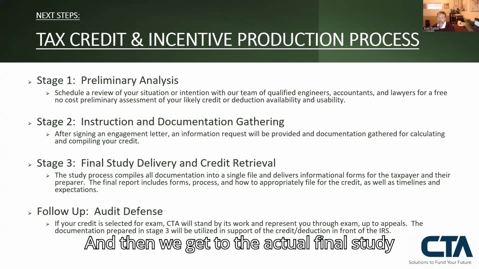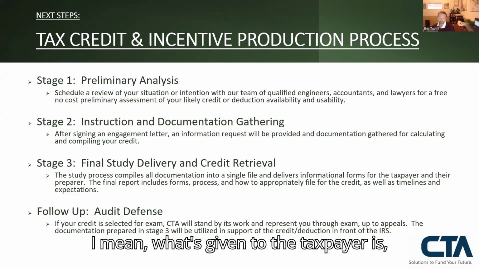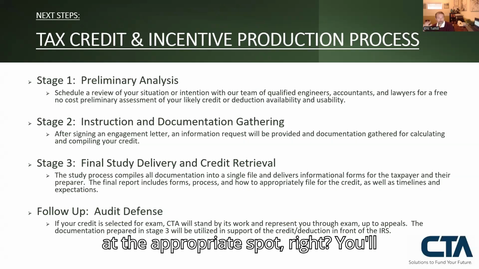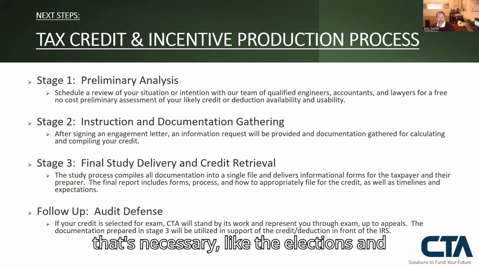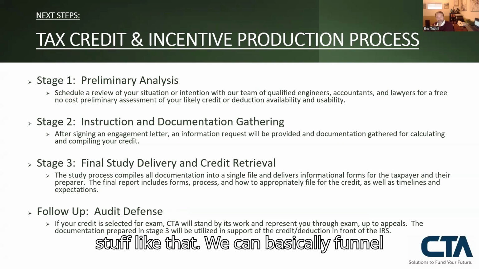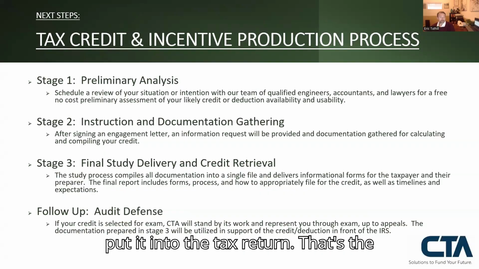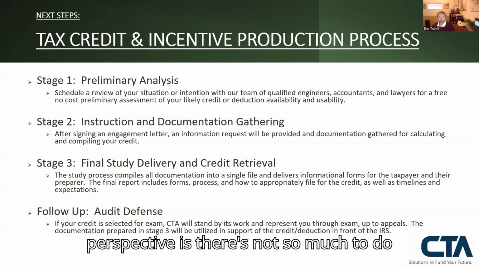And then we get to the actual final study delivery and credit retrieval, where what's given to the taxpayer is, this is what your study says. And then you just apply it in the tax return at the appropriate spot, right? You'll get a 6765, whatever elections are necessary and stuff like that. We can funnel a lot of that through, and you just put it into the tax return. That's the cool part from a tax preparation perspective: there's not so much to do after that point.